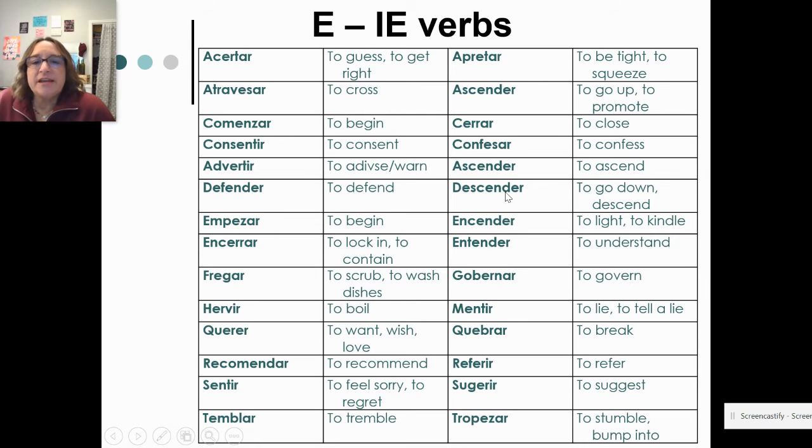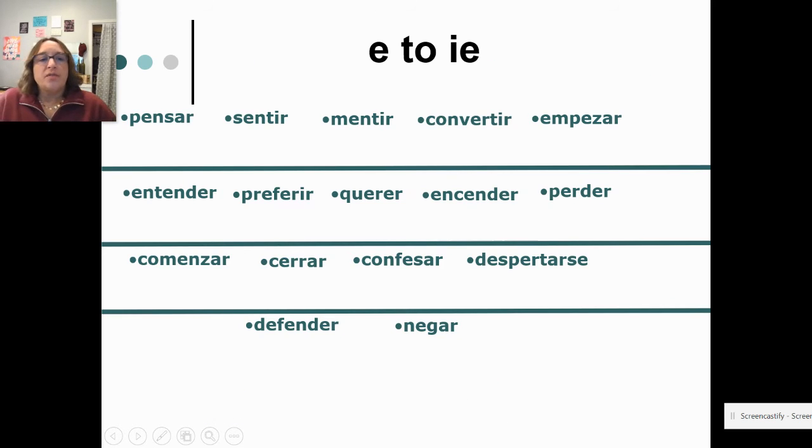Do we see anyone? Descender. It will be the second one. Desciendo. Enciendo. Entiendo. Referir. Refiero. Second one. Okay. So these are IE verbs.